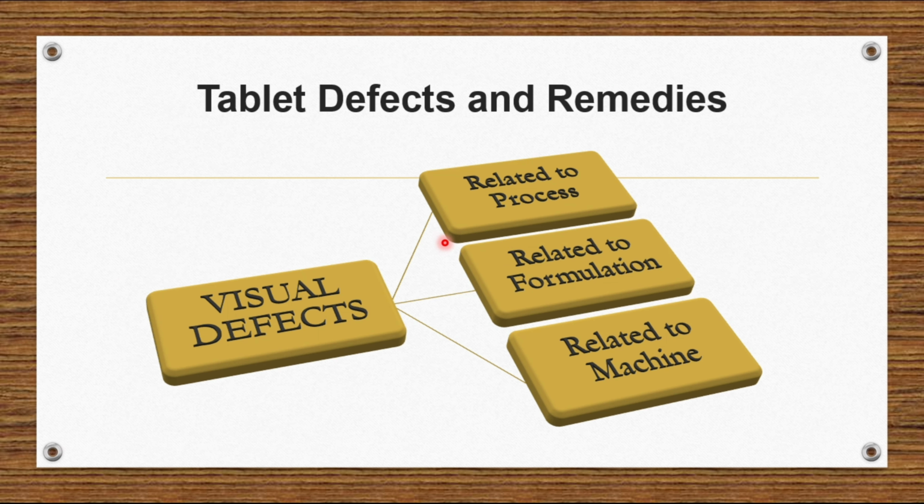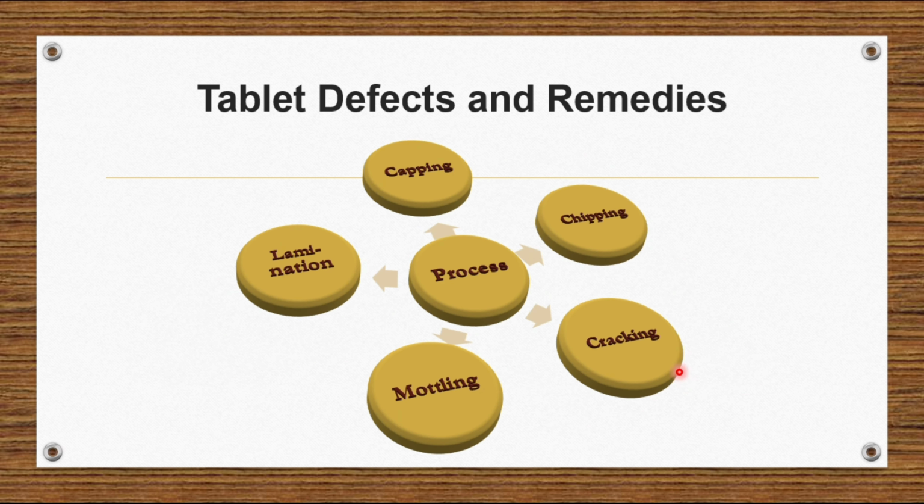Tablet defects and remedies. Visual tablet defects are primarily classified into three categories. Number 1 related to process, number 2 related to formulation, number 3 related to machine. Now let's explore the defect one by one. First, related to manufacturing process: capping, chipping, cracking, mottling, lamination. These defects are related to manufacturing process. Now let us understand these defects one by one.